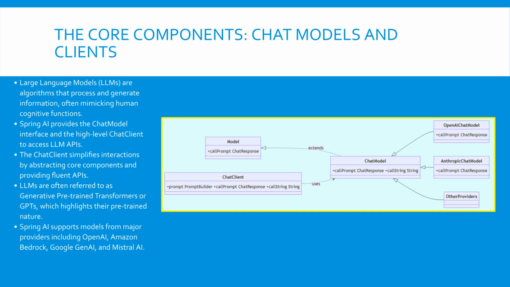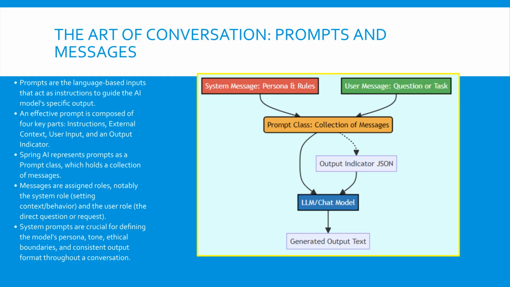What are the two main components Spring AI uses to connect to an LLM, and what is the relationship between them? Now that we know how to connect using the chat client, let us discuss how to talk to it using prompts. A prompt is the input provided to the large language model that directs it to generate the desired response. The quality of the output depends greatly on the quality of the prompt you provide.